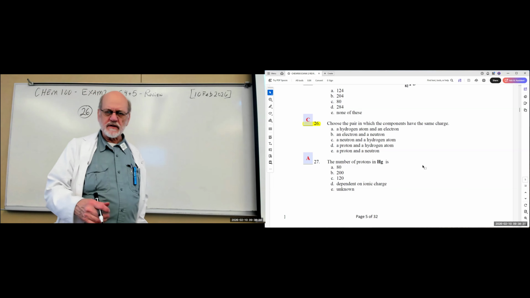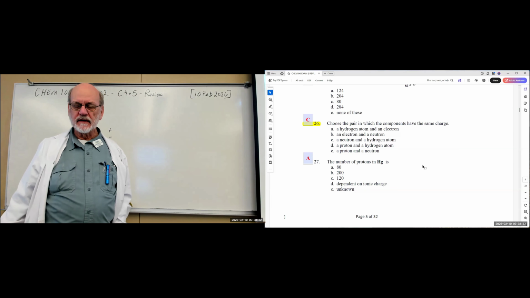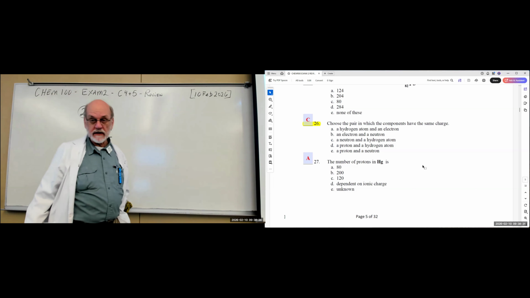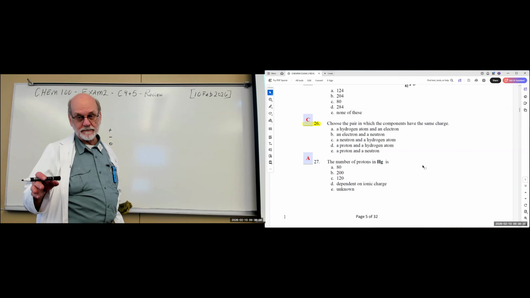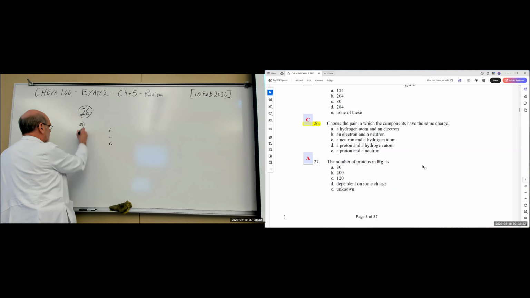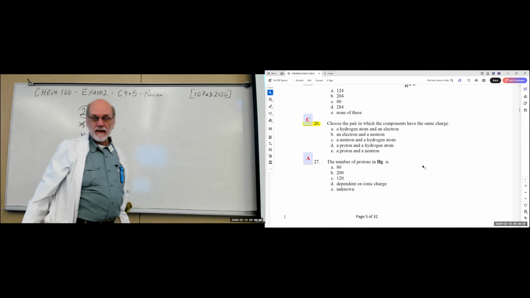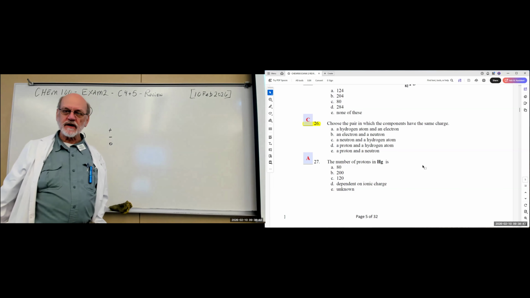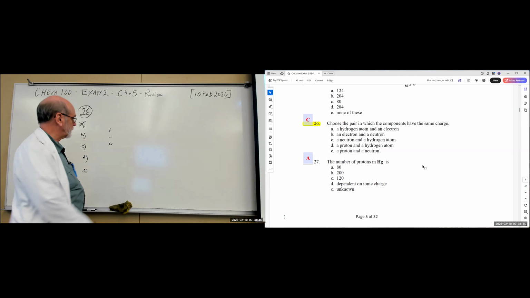So let's look at our choices. Hydrogen atom and electron. Do they have the same charge? When we say hydrogen atom, we must assume that it's neutral. So A is not the right one. A is wrong. B, an electron and a neutron. That's a negative versus neutral. That's not it.